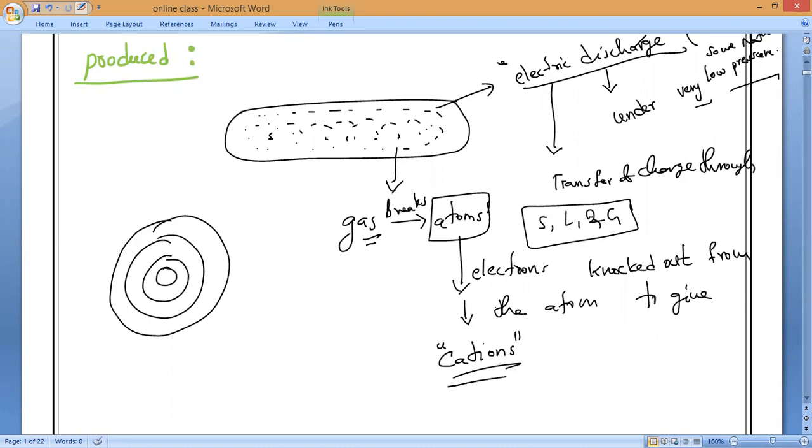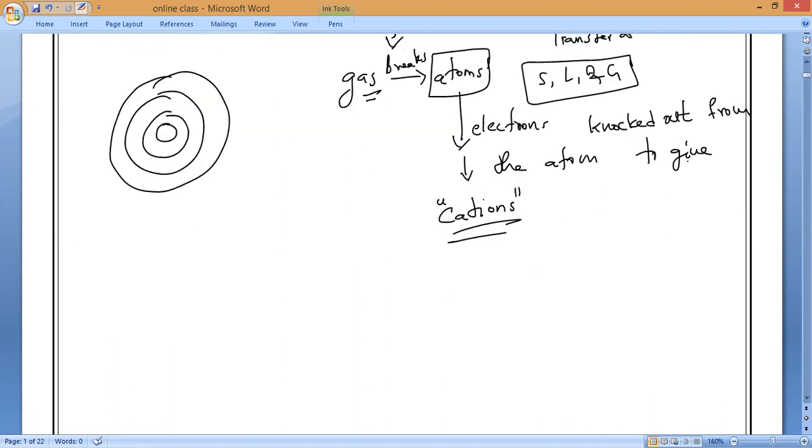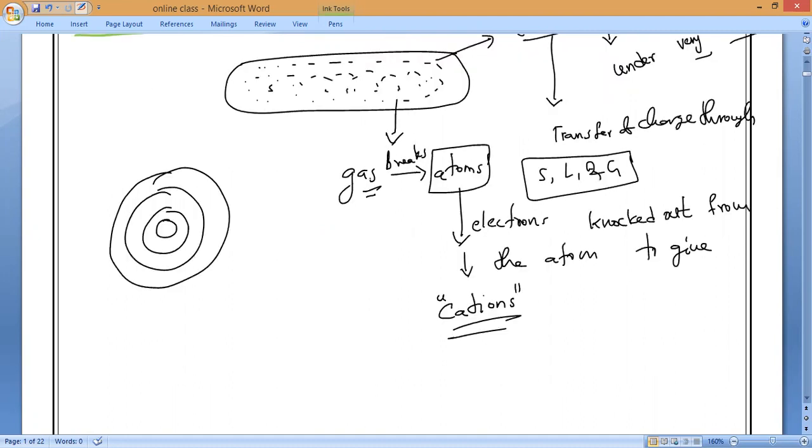Clear? Now, all these cations are attracted to the negative cathode, and a few of them pass through the holes of the perforated cathode. That is why these cations form the anode rays, and the knocked out electrons form the cathode rays. So observe: first, if I pass the electricity, all the gas breaks into atoms. If I continue passing the electricity, the electrons will be knocked out from the atoms and they will form the cations.